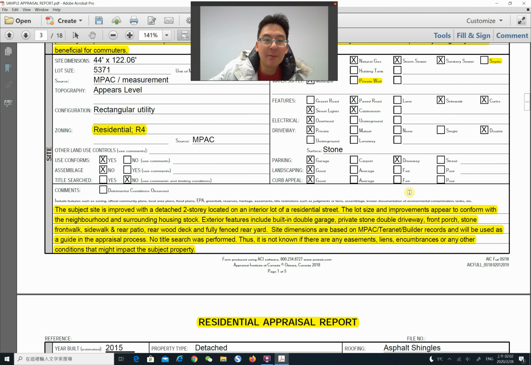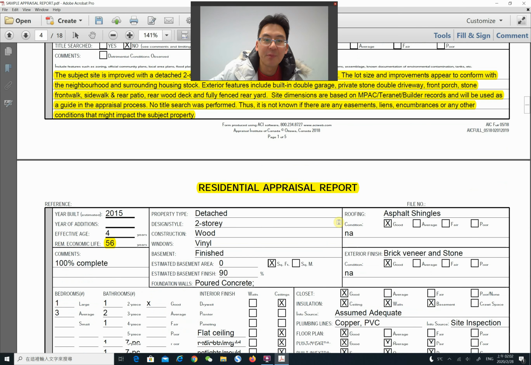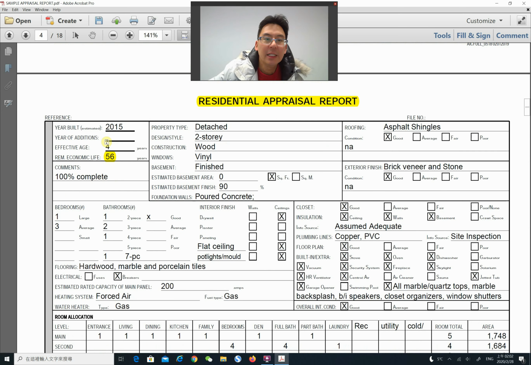Other than that, not much. Again, make sure you read the comment from the appraiser. Here, usually I look at one thing, remaining economic life. If this number is too low, that would be a problem.